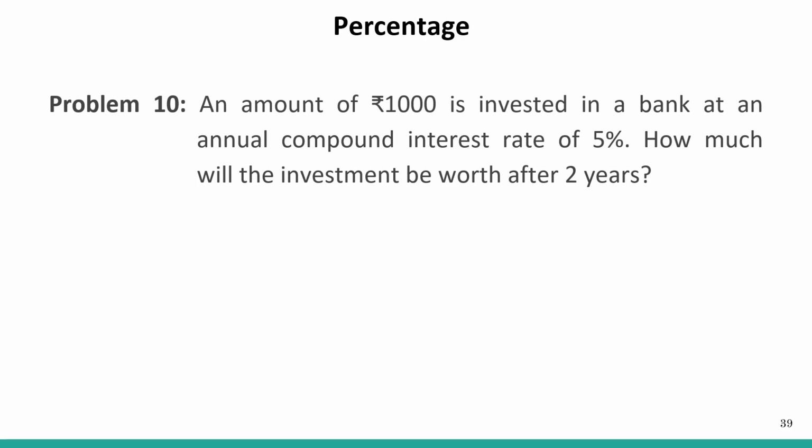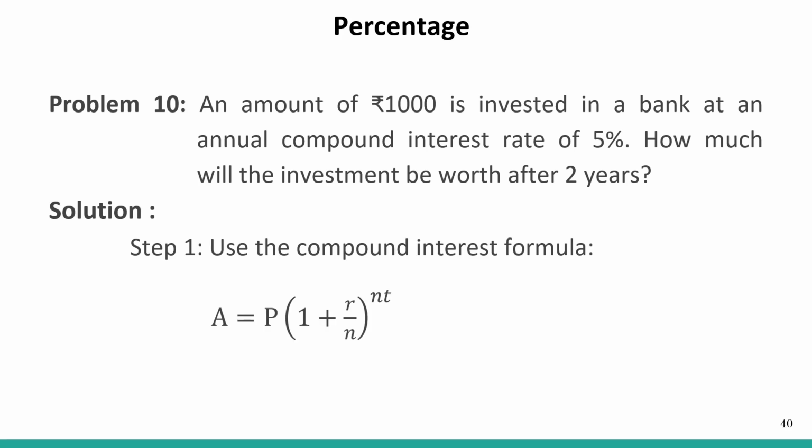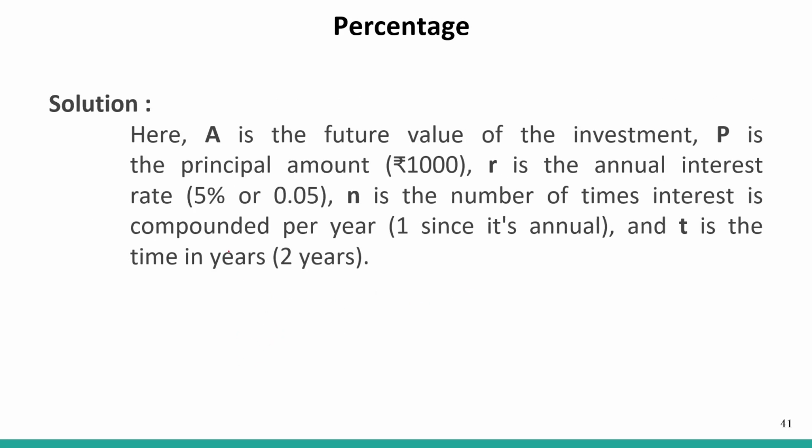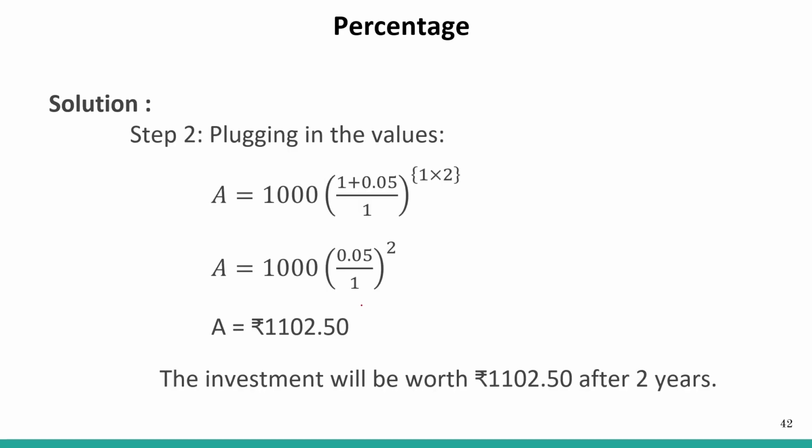So how much will the investment be worth after 2 years? So what we do is we use this formula. Here A is the future value of the investment, P is the principal value, R is the annual interest rate, that is 5% or 0.05 in decimal form. N is the number of times interest is compounded per year, 1 since it's annual. T is the time in years.